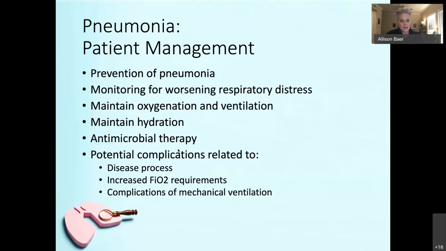And maintaining hydration is important because with these patients, anytime there's an issue with the lungs, they're going to have an increased risk for insensible losses. So they can lose extra fluid through their lungs. So you're going to want to monitor for dehydration.